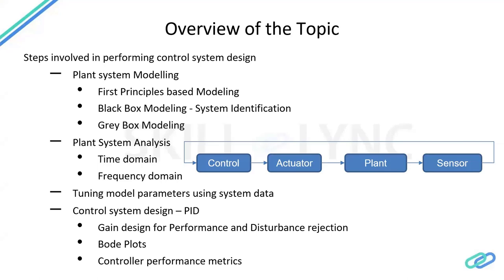First, you start with something called plant system modeling. When I say plant, as we have spoken in our examples earlier, a fan is controlled by a motor, the motor speed basically translates to the fan speed. That was the first example that we started speaking about. So that becomes our plant in that example.